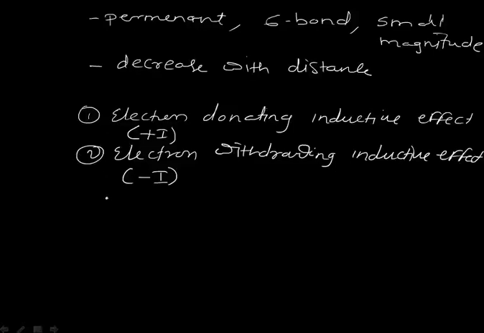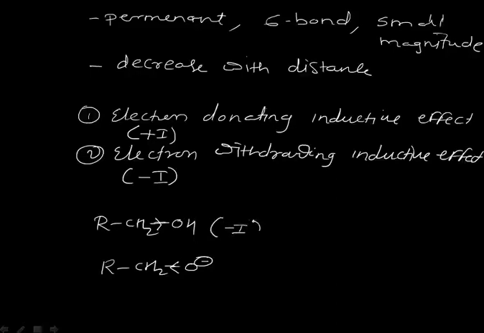So let's look at that. When you have your alcohol, RCH2OH, this oxygen is an electronegative atom, and it is going to pull the electron towards it. Whereas if you have oxygen with a negative charge, you have donation of electron from the oxygen to the carbon. Here it is going to show minus I effect, and here it is going to show plus I effect.